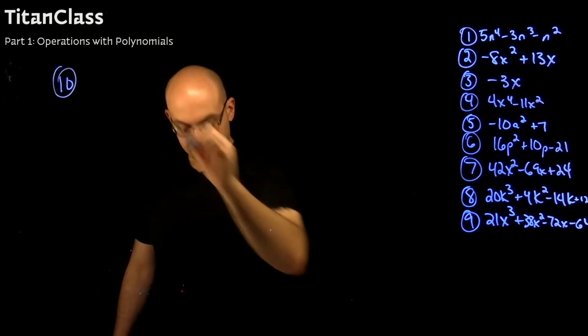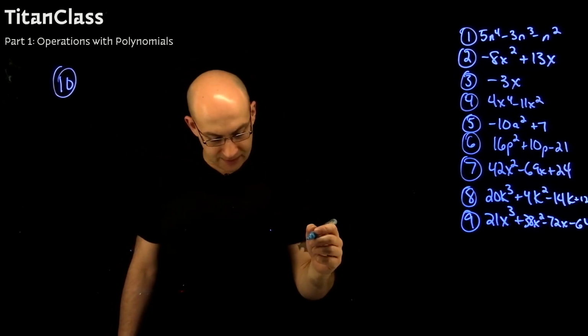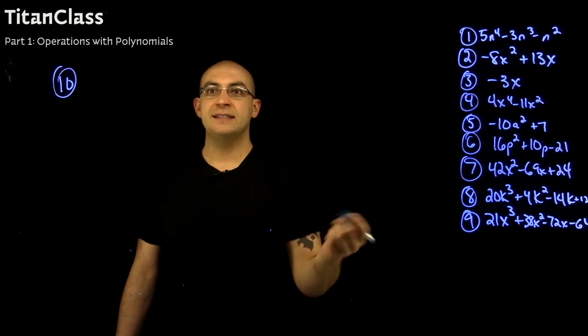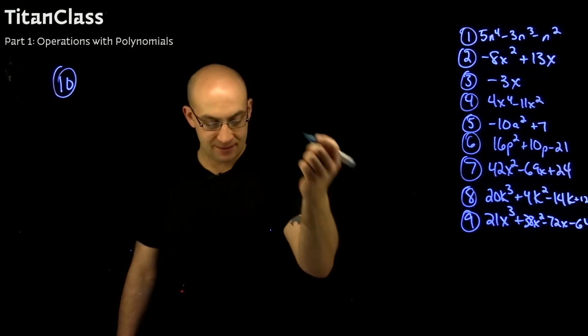Number 10. I don't really want to use B. I'll change it to X. Oh, look, it's not yellow anymore. This stupid camera.